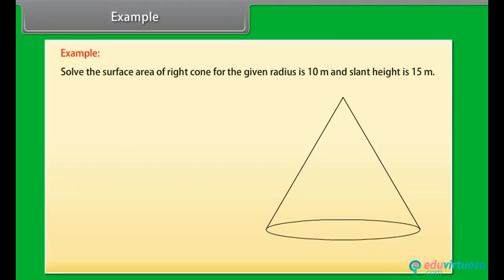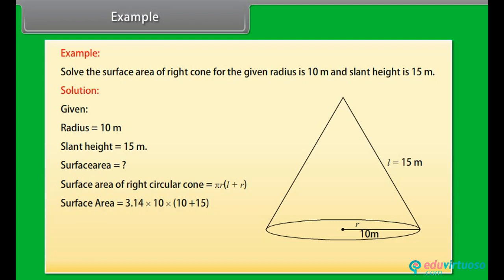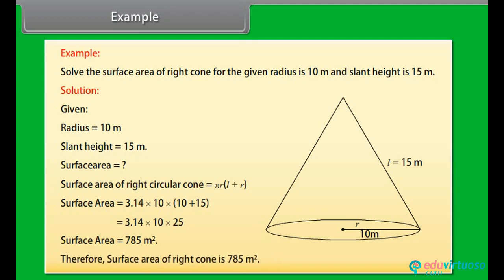Example: solve the surface area of a right circular cone for the given radius of 10 meter and slant height of 15 meter. Solution: radius and slant height, which are 10 and 15 meter respectively, have been given. We have to find the surface area. We know that surface area of a right circular cone is equal to pi r into L plus r. Therefore, by substituting the values we get, surface area is equal to 3.14 into 10 into 10 plus 15. By solving this, we get surface area is 785 square meter. Therefore, surface area of the right cone is 785 square meter.